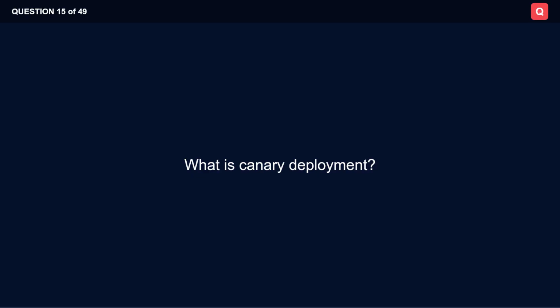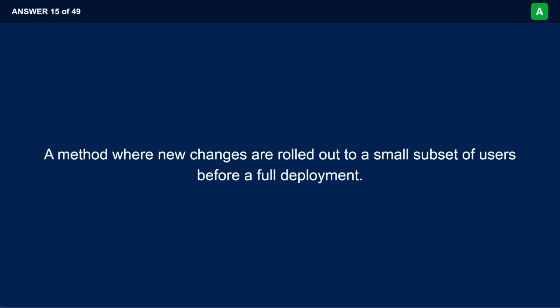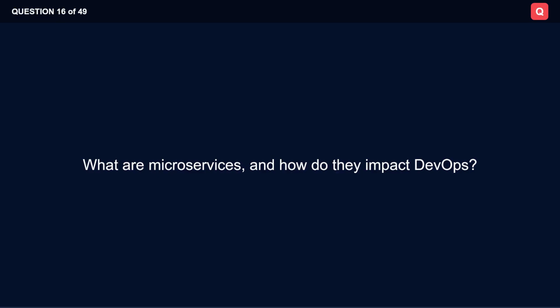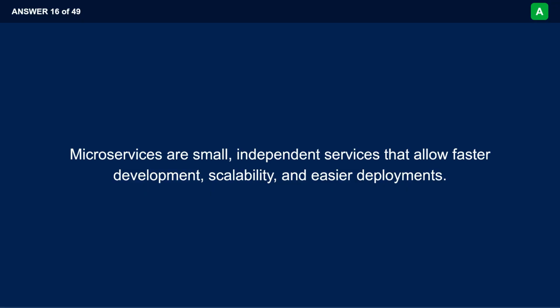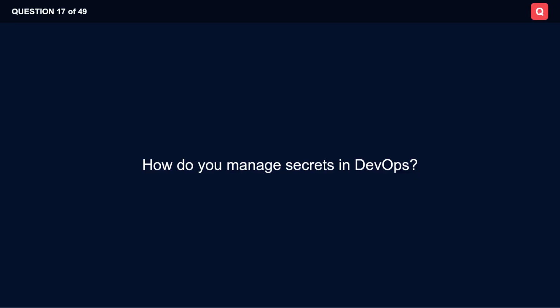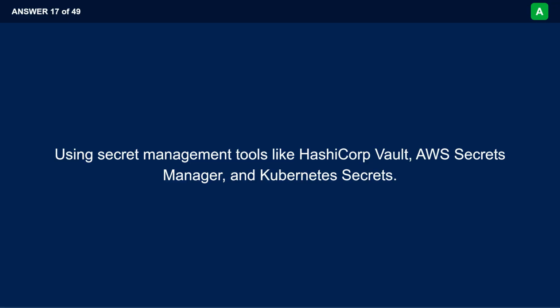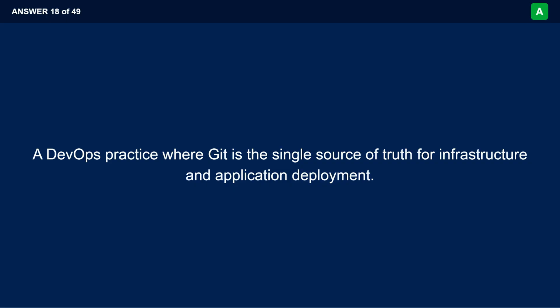What is canary deployment? A method where new changes are rolled out to a small subset of users before a full deployment. What are microservices and how do they impact DevOps? Microservices are small, independent services that allow faster development, scalability, and easier deployments. How do you manage secrets in DevOps? Using secret management tools like HashiCorp Vault, AWS Secrets Manager, and Kubernetes Secrets. What is GitOps? A DevOps practice where Git is the single source of truth for infrastructure and application deployment.